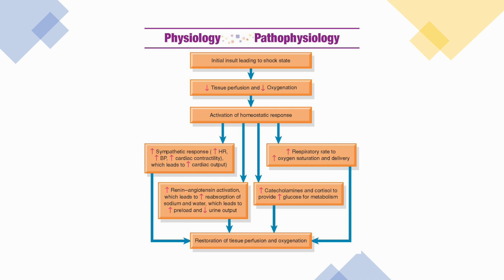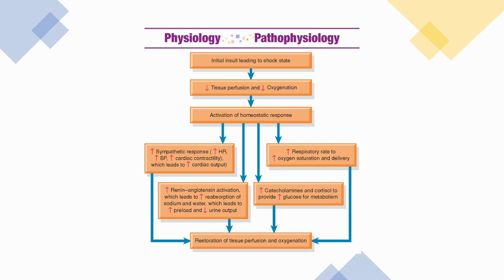This diagram illustrates the physiological and pathophysiological response to shock. So, an initial insult leads to decreased tissue perfusion and oxygenation. The body then activates a homeostatic response involving your sympathetic activation, which is why you see an increase in heart rate, blood pressure, and cardiac output. The renin-angiotensin system is also activated to increase fluid retention, with an aim to raise preload and reduce urine output.